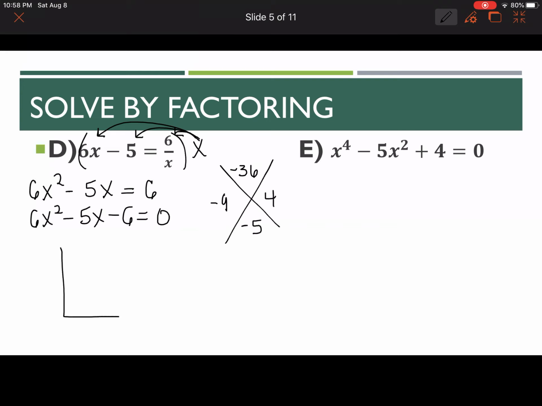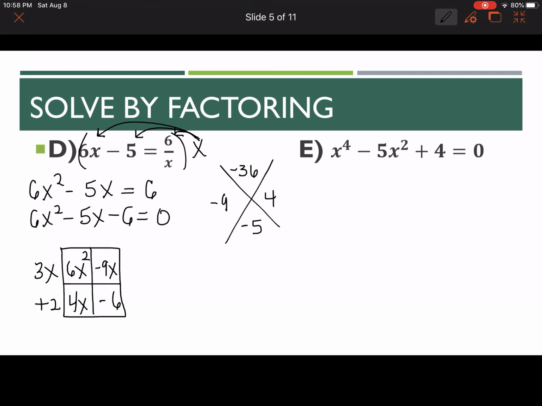So we're going to make our box like so. 6x squared goes here, negative 6 goes here, and then we have our negative 9x and our positive 4x. We're taking out the GCF. So in the top row, my GCF is 3x. In the bottom row, it is positive 2.